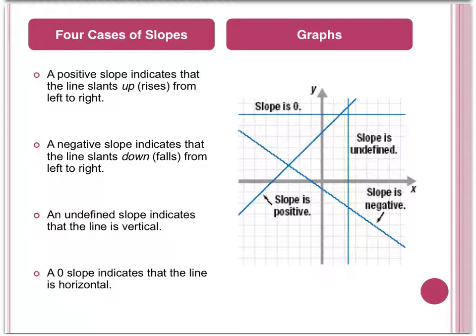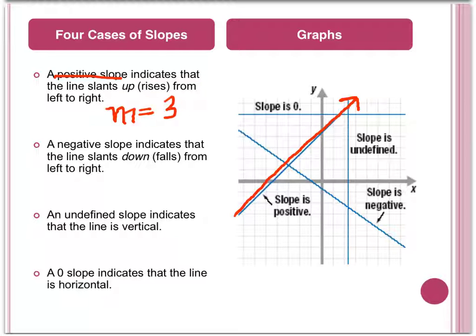The first case is a positive slope, and this indicates that the line slants up from left to right. On the graph, the red line indicates a positive slope. If we were to look at an example and solve for the slope, we would find something equaling a positive number, such as m equals 3.